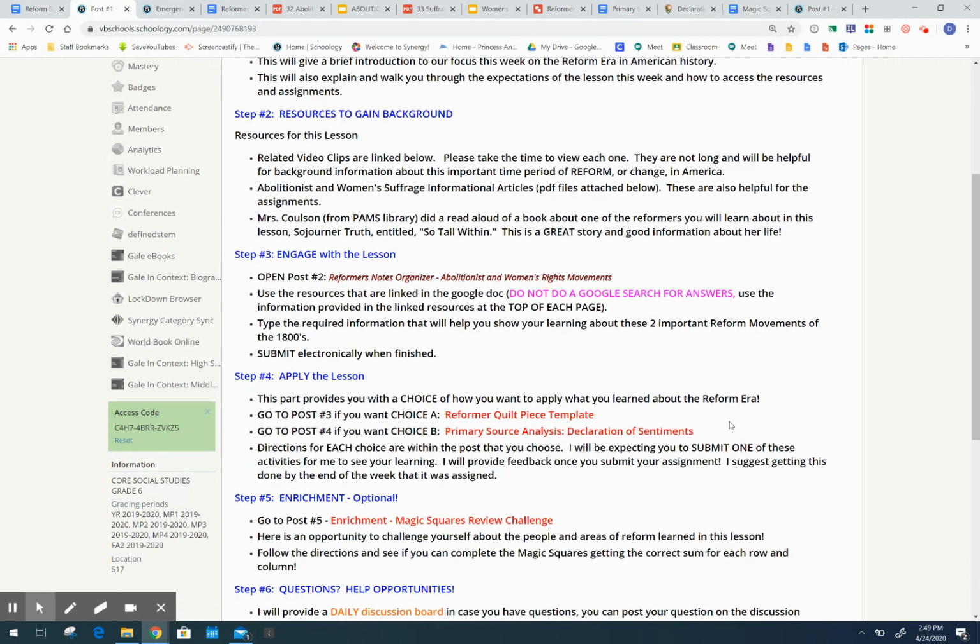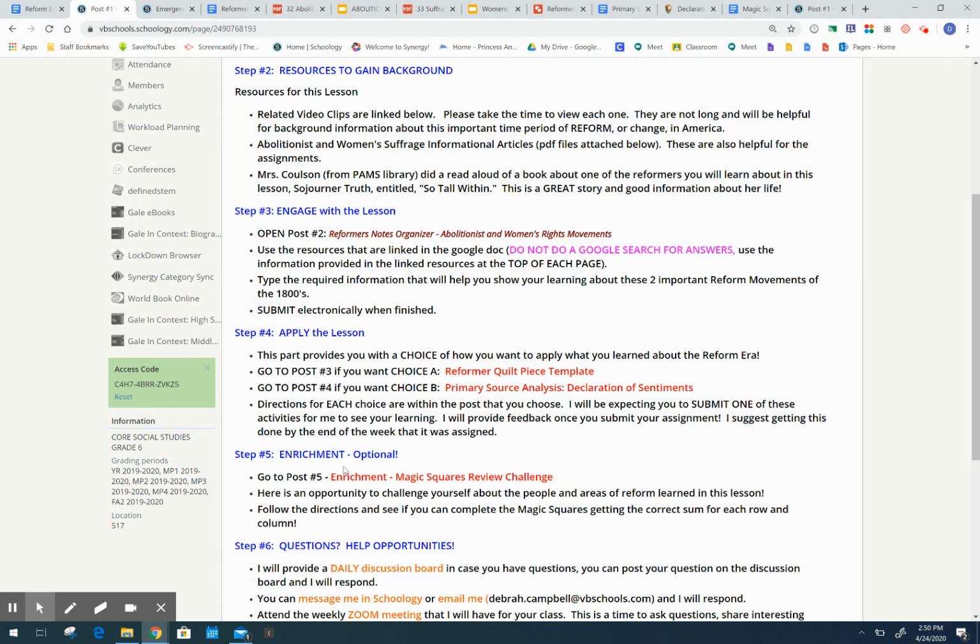Step number 4, you will apply what you've learned. Now, in this part, you're going to have a choice. Notice that it says you would go to post number 3 if you want to do choice A, and you'd go to post number 4 if you want to do choice B. I will be going over each of those choices to better help you understand what the expectations are so you can make a better decision about how you'd like to show me what you've learned from this lesson.